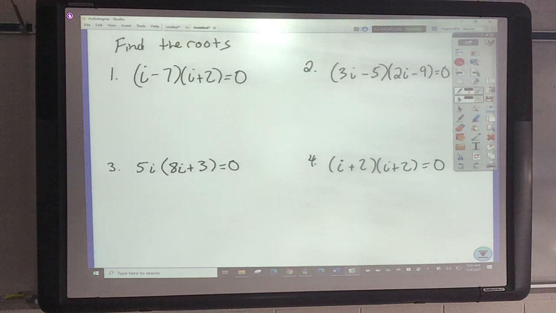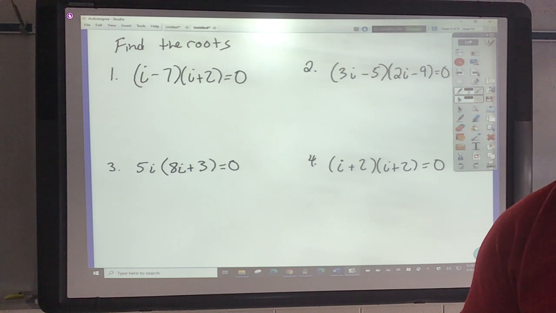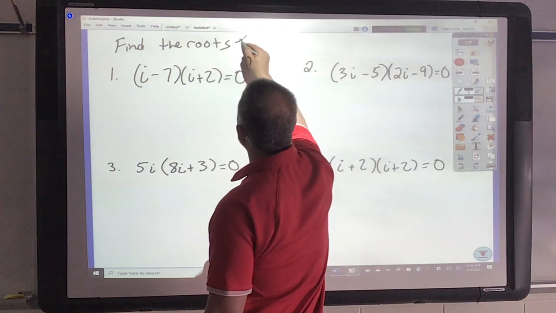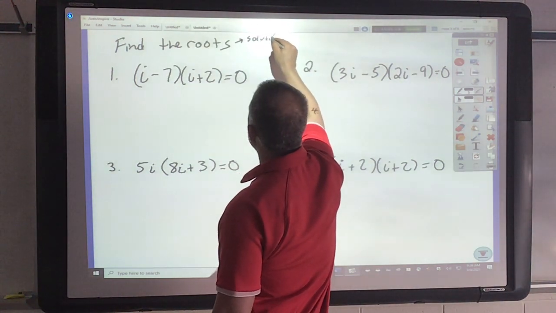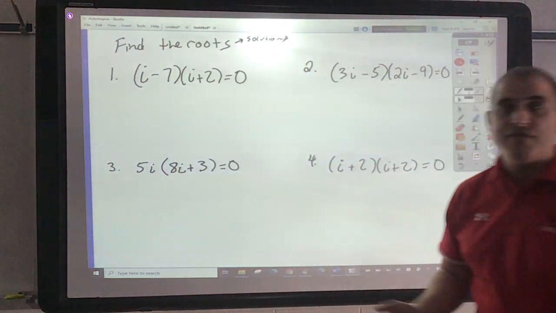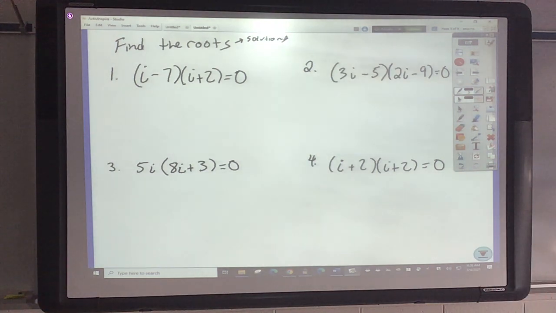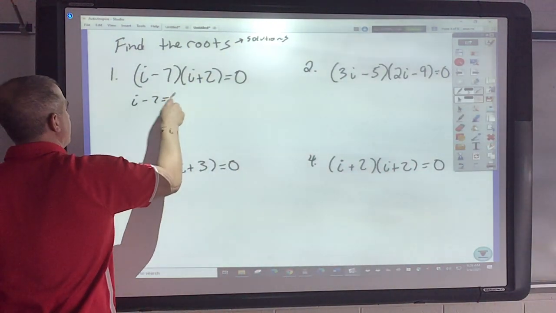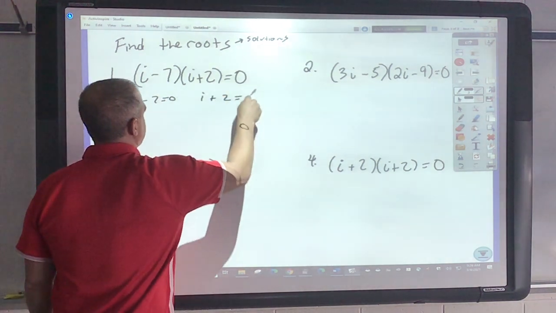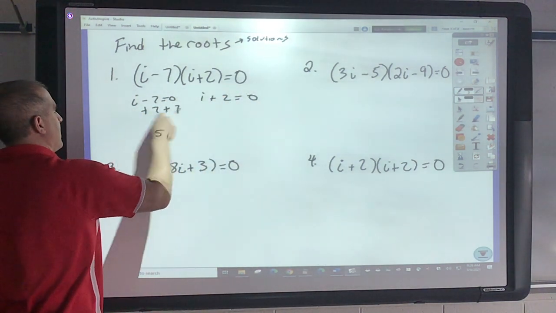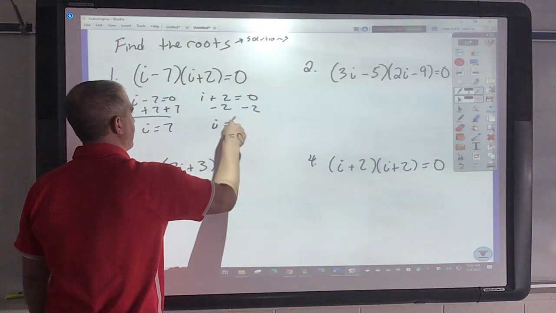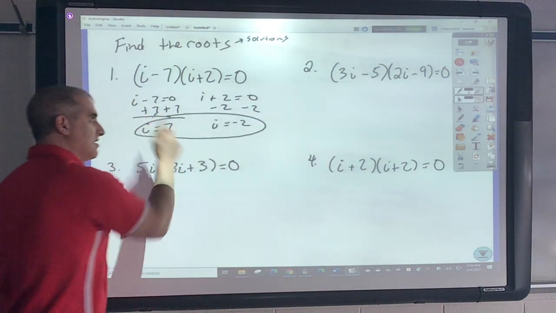All right, now it says find the roots. So Mr. Evans, what do you mean by that? Well, roots mean the same thing as what? Solutions. Okay, so let's find the solution. So they did you a favor here. They actually factored it for you already. So all I would do is just set these factors equal to 0, and I solve. So add 7, i equals 7. Subtract 2, i equals negative 2. Those are my solutions. That's how easy it is.